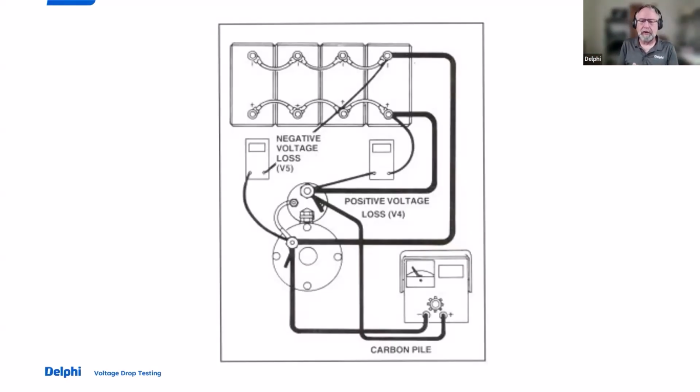How about we do it in a controlled way with the engine off, with the key off as well, and just use a carbon pile to draw current through those cables and measure our voltage drop that way. Engine's not turning over, don't need another person to crank it, just an elegant way of going about things.